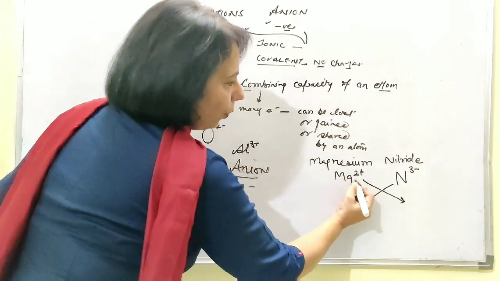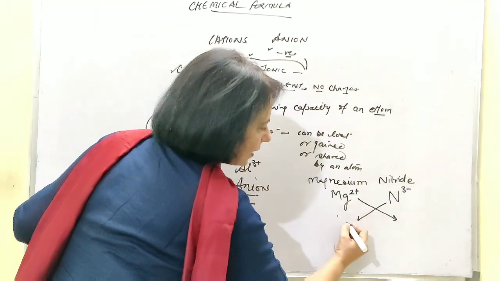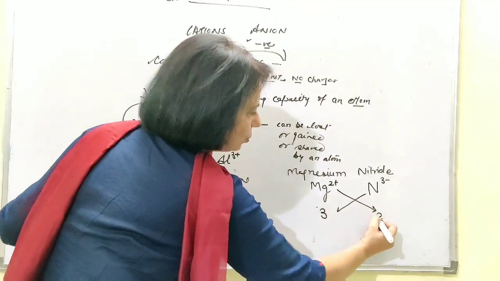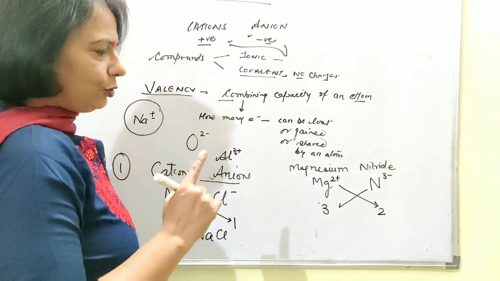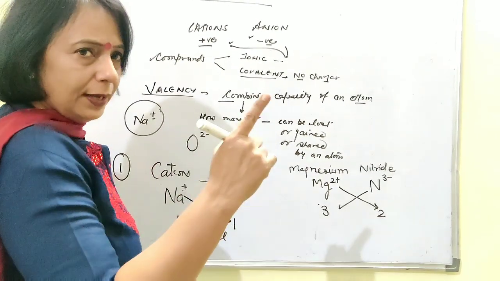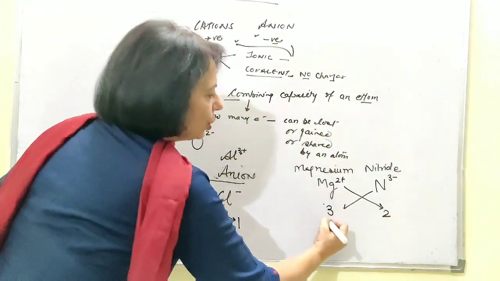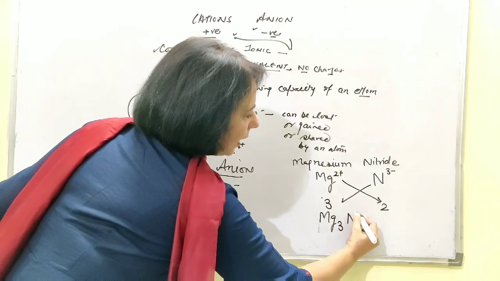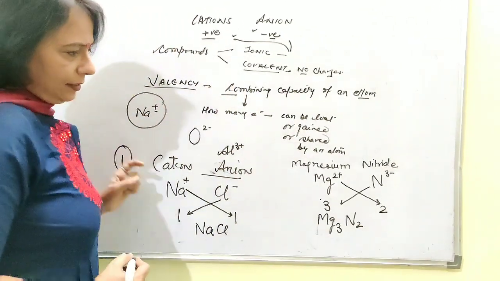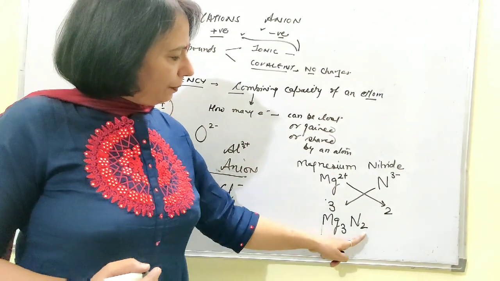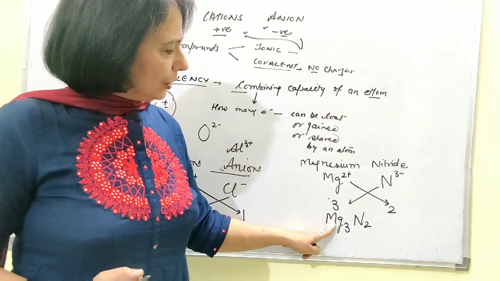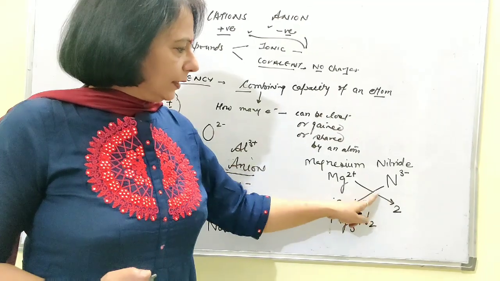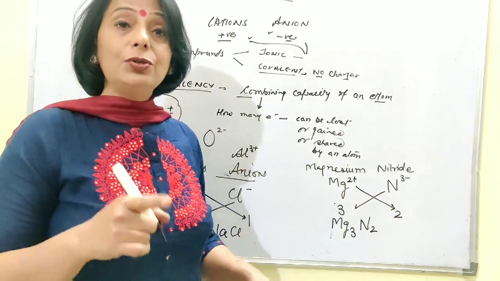In that way, what will come under this magnesium? That is going to be 3. And what is going to come under this nitrogen? That is going to be 2. Now these two numbers have to be written in the subscript form along with the symbols. So magnesium will be written as Mg3, nitrogen as N2. That means in the formation of this compound, 3 atoms of magnesium and 2 atoms of nitrogen are participating, so that the compound which has been formed is a neutral compound.